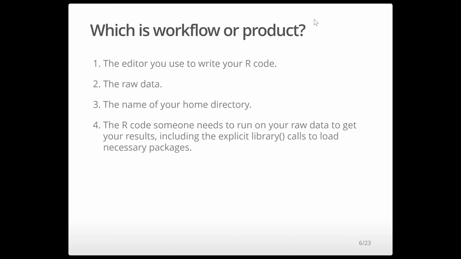Good to get started. How about the raw data, like a call to where the raw data is? Should that be part of your script, or is that your personal preference? Is that product or workflow? Product, great. How about the name of your home directory? If that appears in your script, are you embedding workflow into your script, or is it just the product of your work?